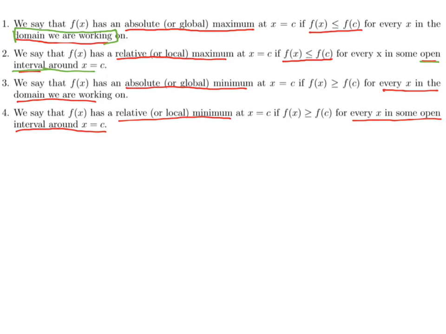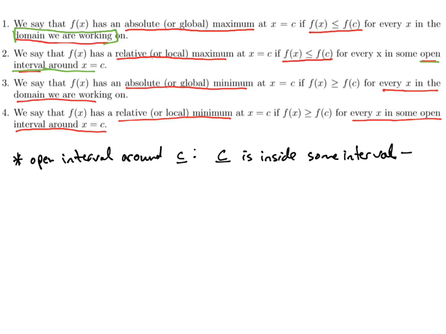So let's clarify a couple of these phrases in these definitions. The first thing to clarify is the phrase open interval around c. What we're saying is c is some value within an interval along the x-axis. c is just inside some interval, which also means that c cannot be an endpoint of the interval. That makes sense: if c is inside of an interval, it can't be the endpoint of that interval. So that's what we mean by an open interval around c.